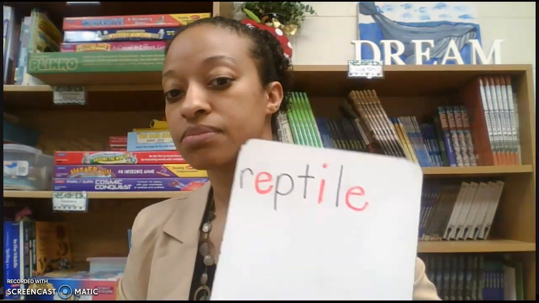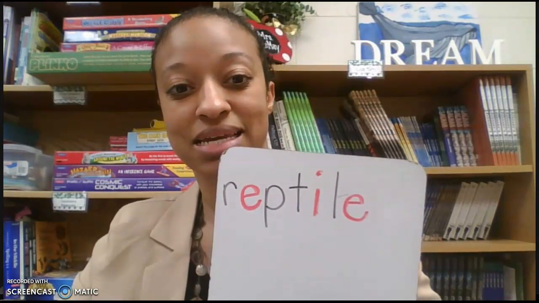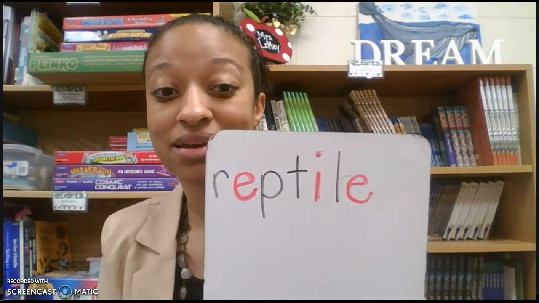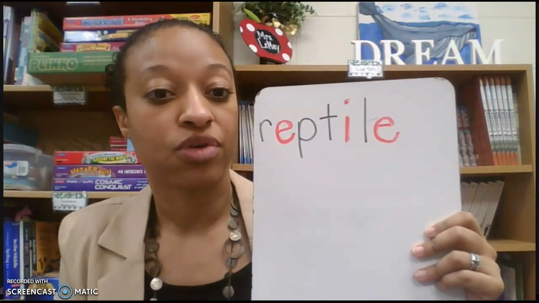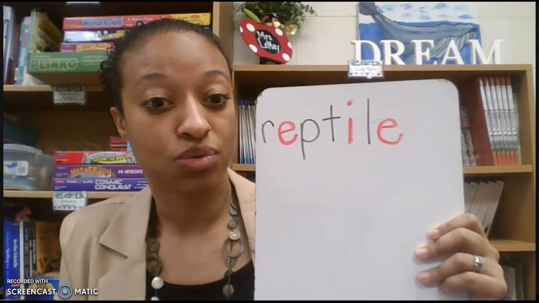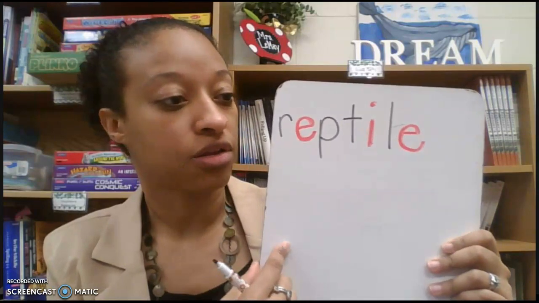All right, first word, R-E-P-T-I-L-E. Make sure your word is spelled correctly. So that you can see it better, I did put my vowels in red. If you don't have 2 colors, don't worry about it. You can just write it with 1. I just wanted you to see it more visually with it being a different color.